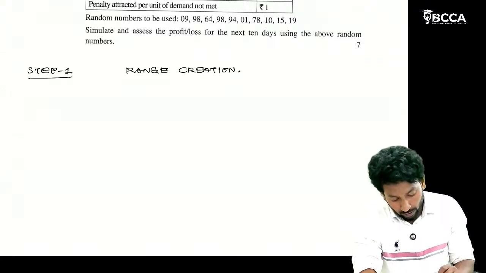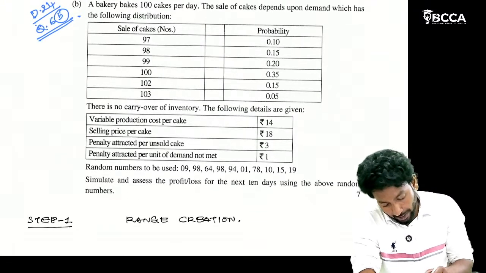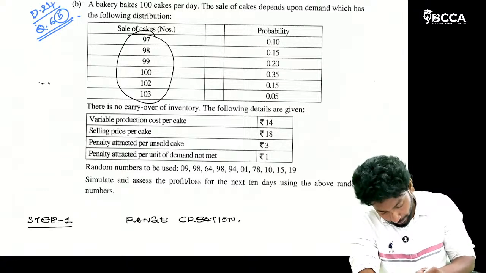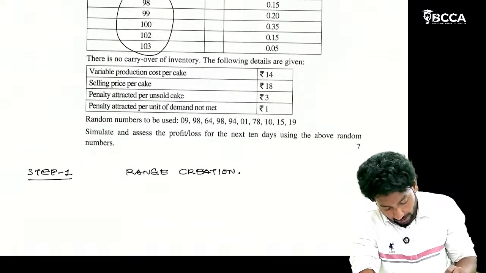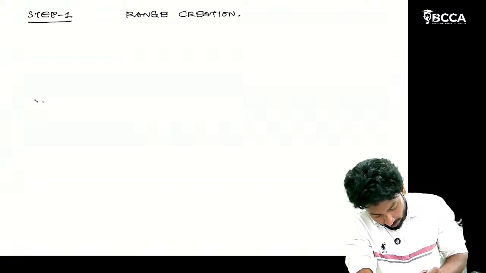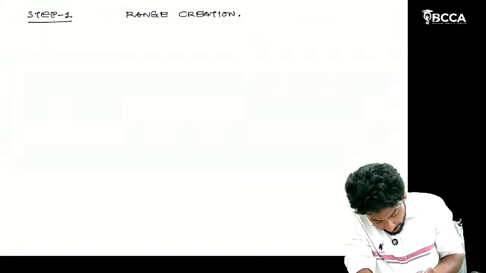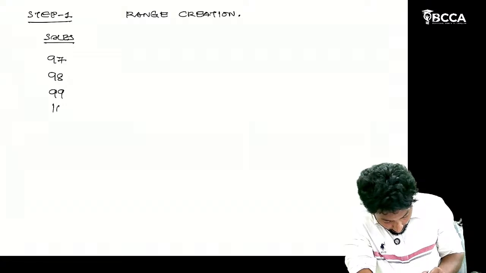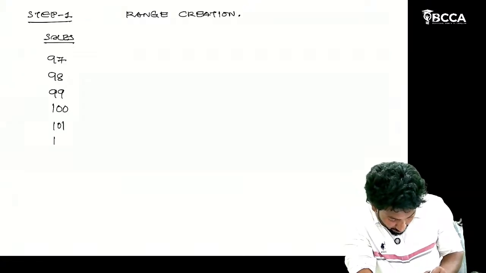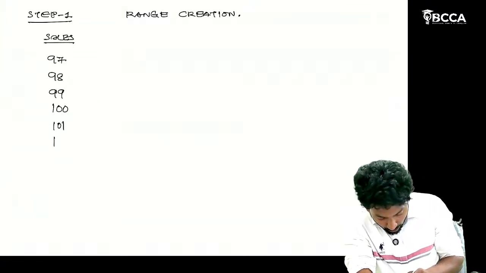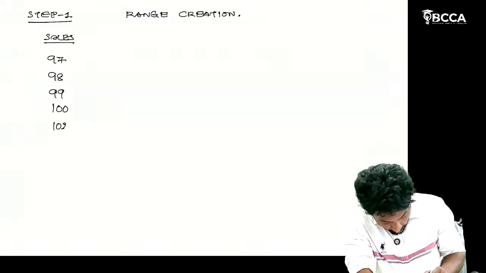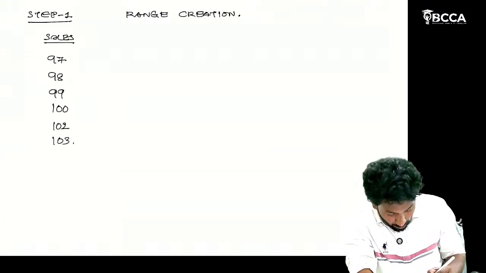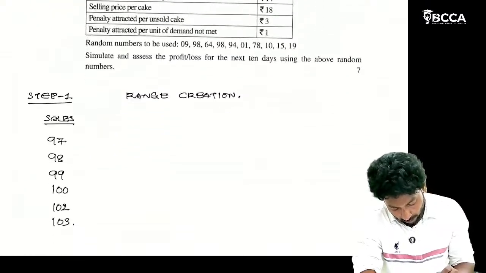For that we have first column sale demand, or decision variables: 97, 98, 99. Decision variables, that is nothing but sales value: 97, 98, 99, 100, 101, 102, 103. 101 is not there.